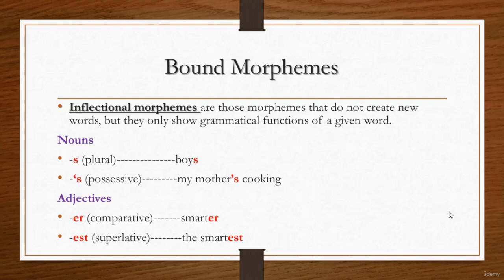My mother's cooking: the 's of the possessive. It's the same thing. Adjectives also have the comparative and superlative forms, like smart, smarter, smartest. These -er and -est are inflectional morphemes.